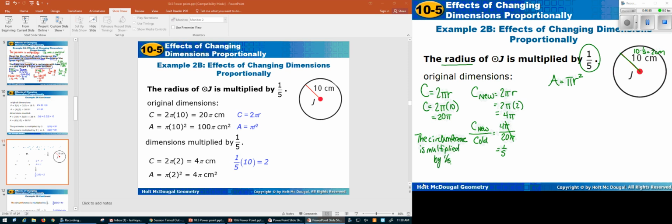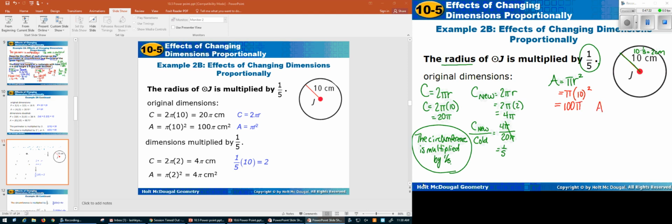Make sure you write a complete sentence. Then we will do it again for the area. So area of the old should be pi times, what's the radius? 10. And then we're going to square it. What's 10 squared? So we have 100 pi for our area of the original shape.